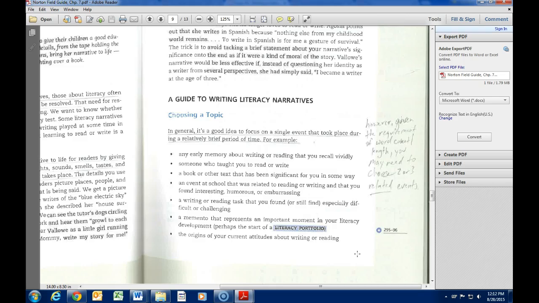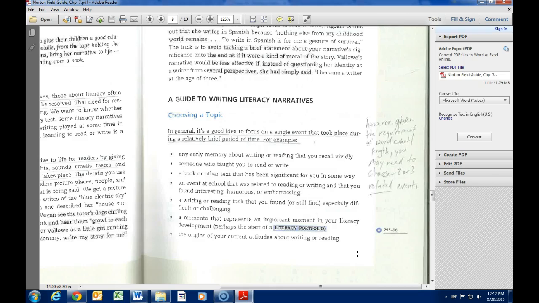In general, it's a good idea to focus on a single event that took place during a relatively brief period of time. However, given the requirement of word count and length, you may need to choose 2 or 3 or 4 events that are related to your literacy development. So here, the text is addressed to a literacy narrative that is maybe 2 pages long.